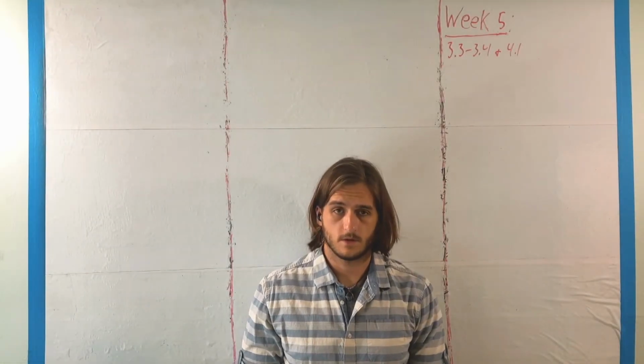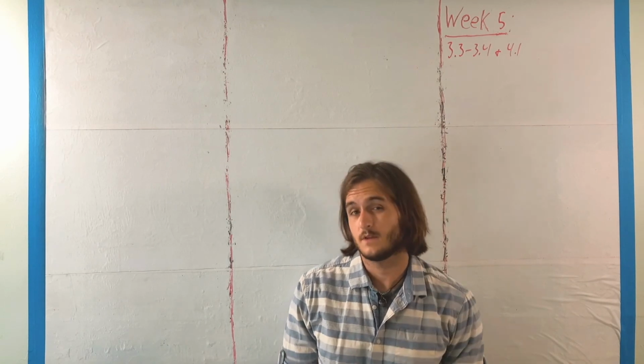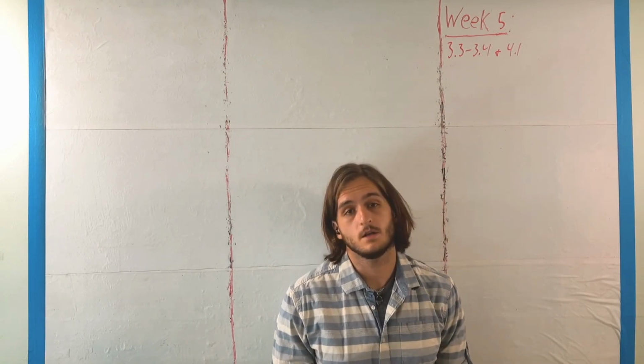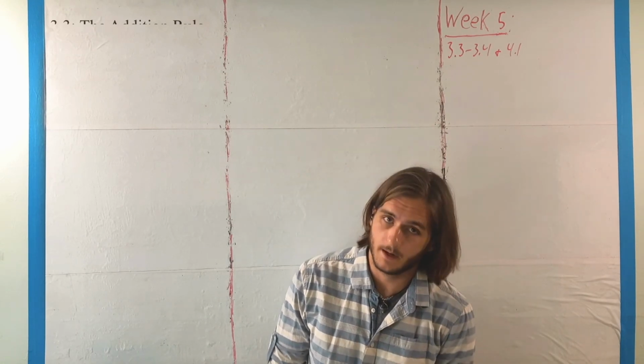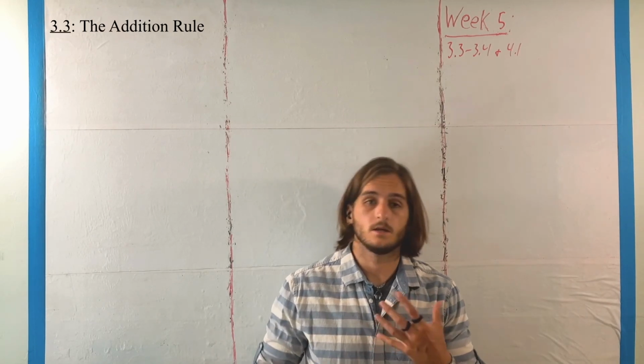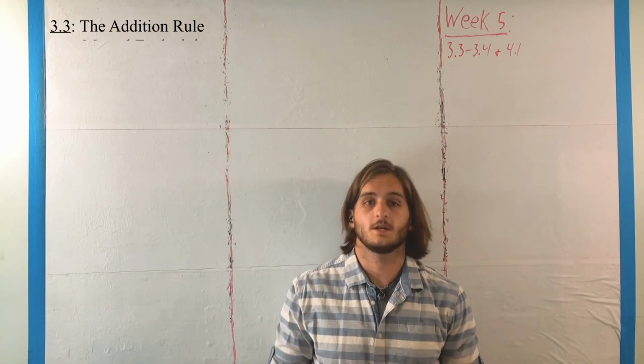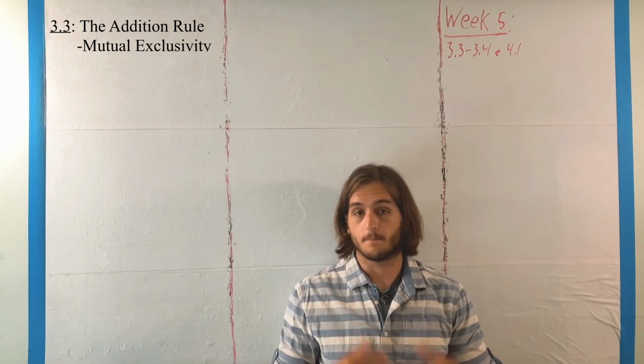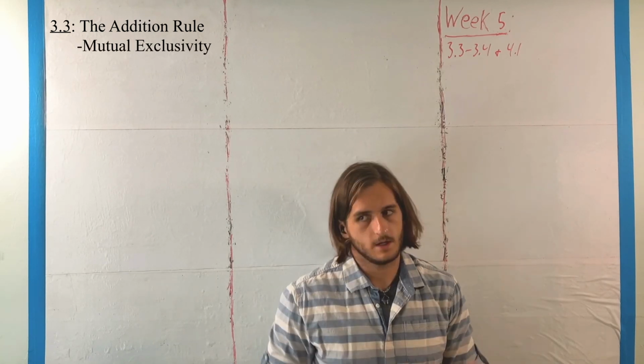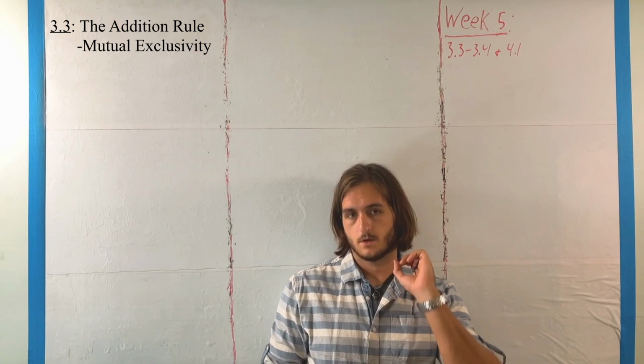Hi again, everyone. So for this week, we're going to be finishing off Chapter 3 and moving into Chapter 4. So we'll get started with Section 3.3, which talks about the addition rule. And to understand the addition rule, first you have to get an idea called mutual exclusivity, and then we're going to look at how we can handle cases involving the word "or."